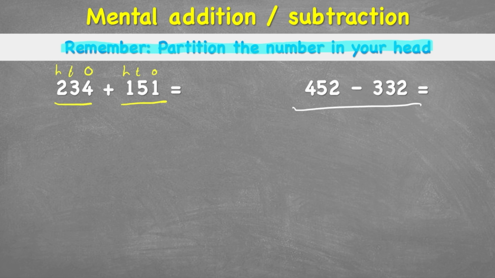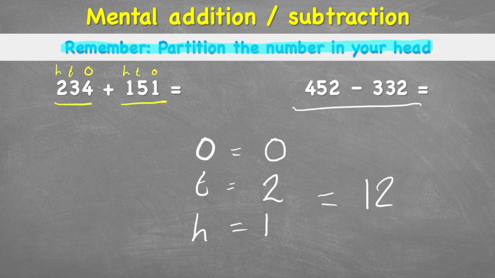Let's look at the second one, the subtraction question of 452 subtract 332. And let's do this all in my mind without writing anything down. So 452 subtract 332. Well, I can hear that my ones is going to be 2 subtract 2, which obviously equals 0. My tens in 452 subtract 332, I have 5 tens subtract 3 tens, and that's going to equal 2 tens. And lastly, my hundreds, 400 subtract 300 is going to leave me with 100. So my answer is 120.